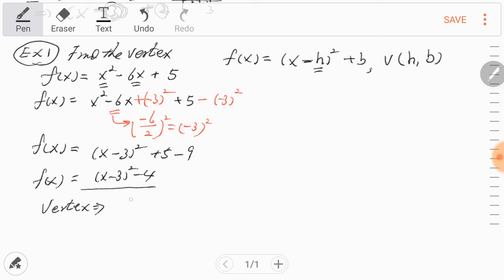Minus 3, x minus 3. So this is 3 and the y coordinate is negative 4. So this is a translation of what? Translation of the x squared graph, 3 units to the right, and then 1, 2, 3, 4, 4 units down.